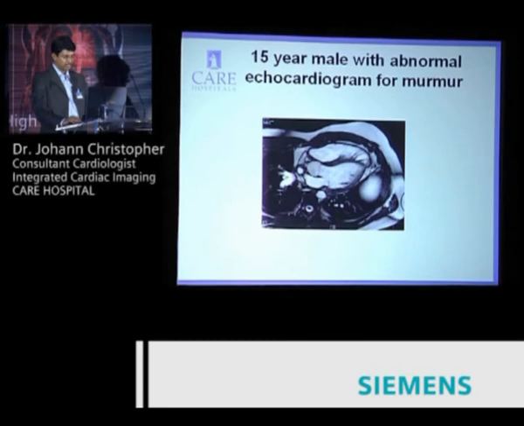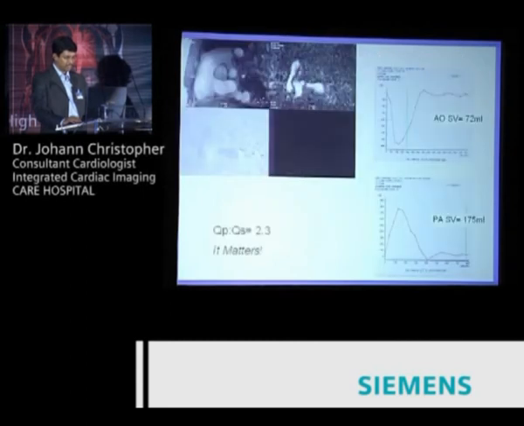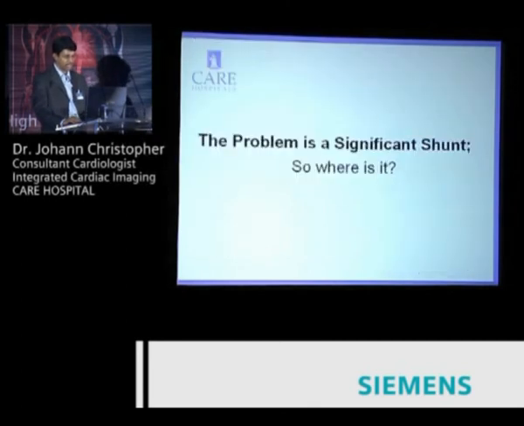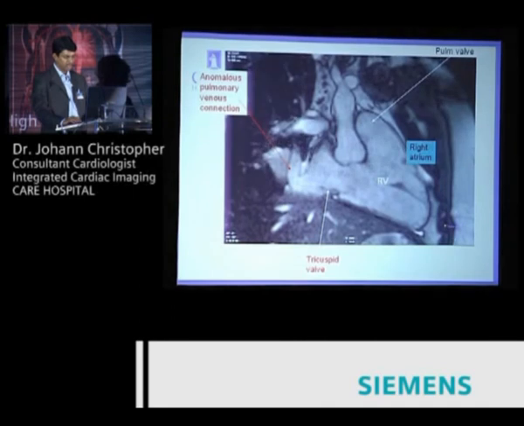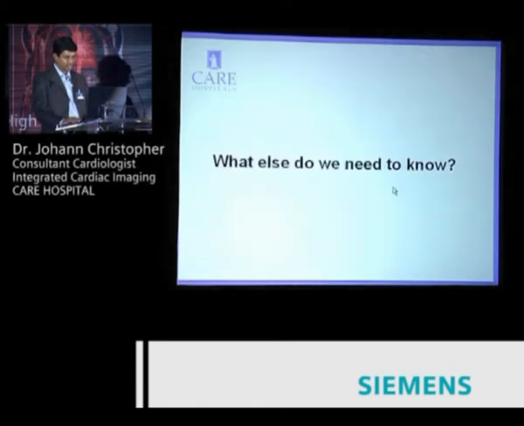This is again a 15-year-old boy who came in with a murmur, and we found that he had a significant shunt. You can see the QP by QS was significant. We were not able to find any shunt on the echo. So when we did the MR imaging by cine and contrast, we found that there was a small partial anomalous venous connection into the RA and the RV. So this was a case of a PAPVC.